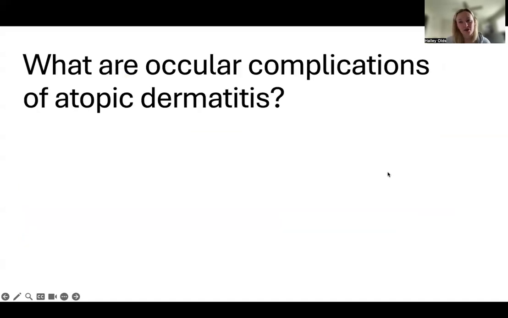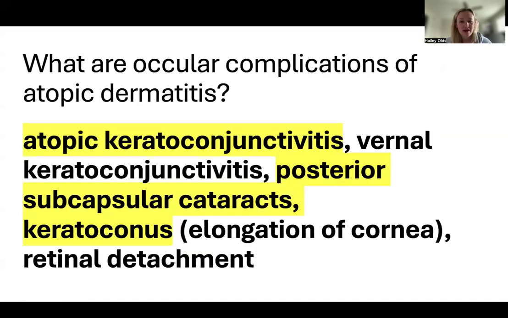Okay, what are ocular complications of atopic dermatitis? So you can get keratoconjunctivitis, you can get cataracts, and then keratoconus, which is elongation of the cornea, and you can even get retinal detachment.